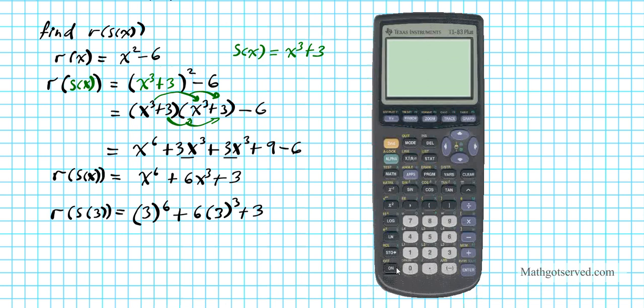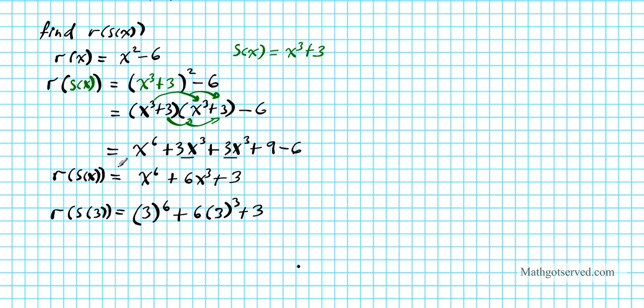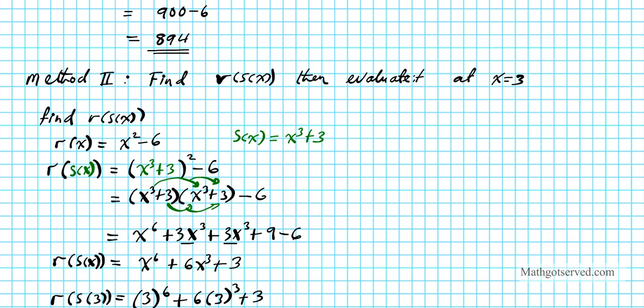Okay, so we're going to have parentheses 3 to the 6th power plus 6 times 3 to the third plus 3. Final answer is 894, which is excellent. That's exactly what we need. So this is equal to 894. So we're confident that our answer is correct because it matches with the result we got in method 1. All right, so there you have it.